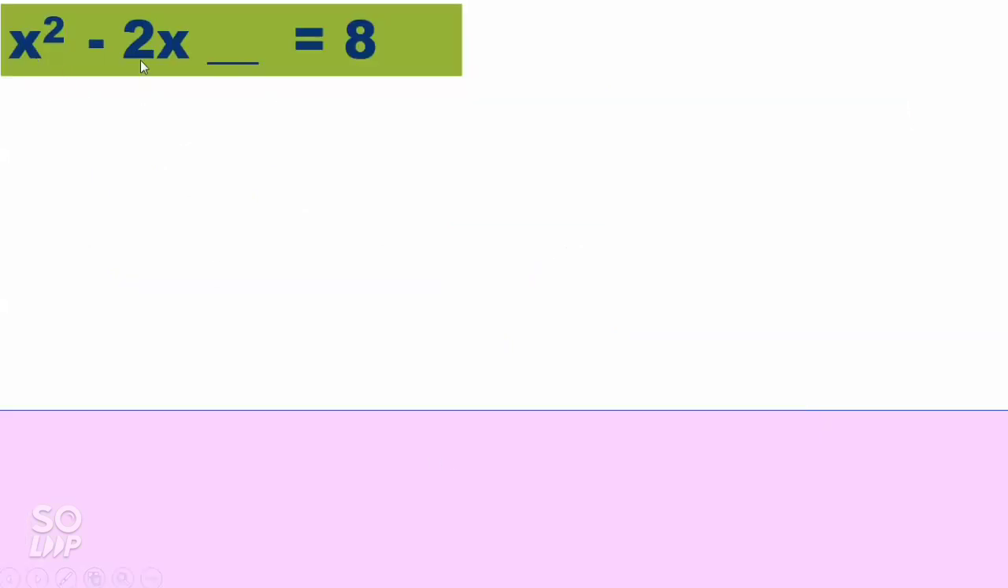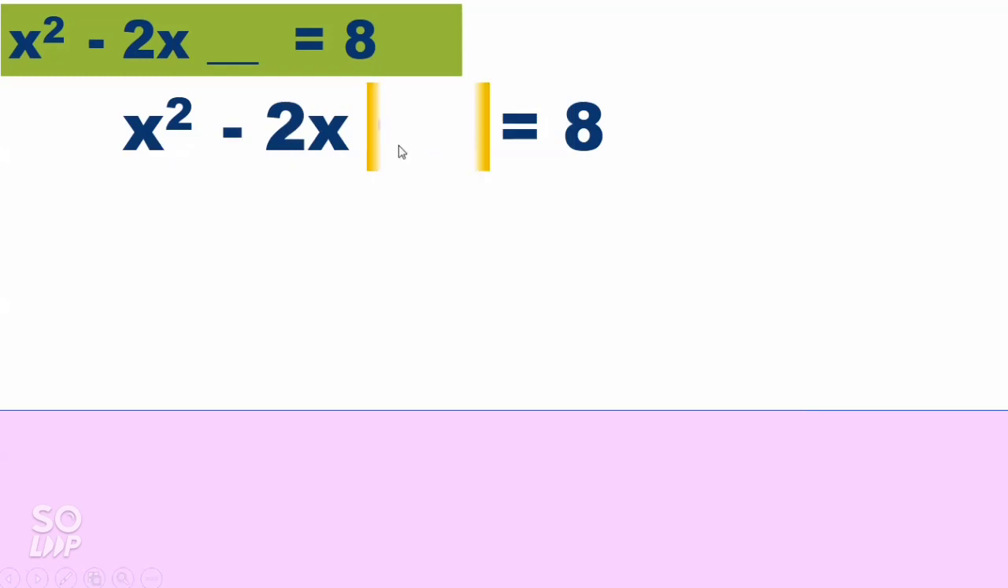Okay, again, we have x squared minus 2x blank equals 8. It becomes x squared minus 2x. Since 1 ang nakuha natin kanina, yun yung idadagdag natin. Plus 1 sa left side, plus 1 sa right side. Again, that is addition property of equality.